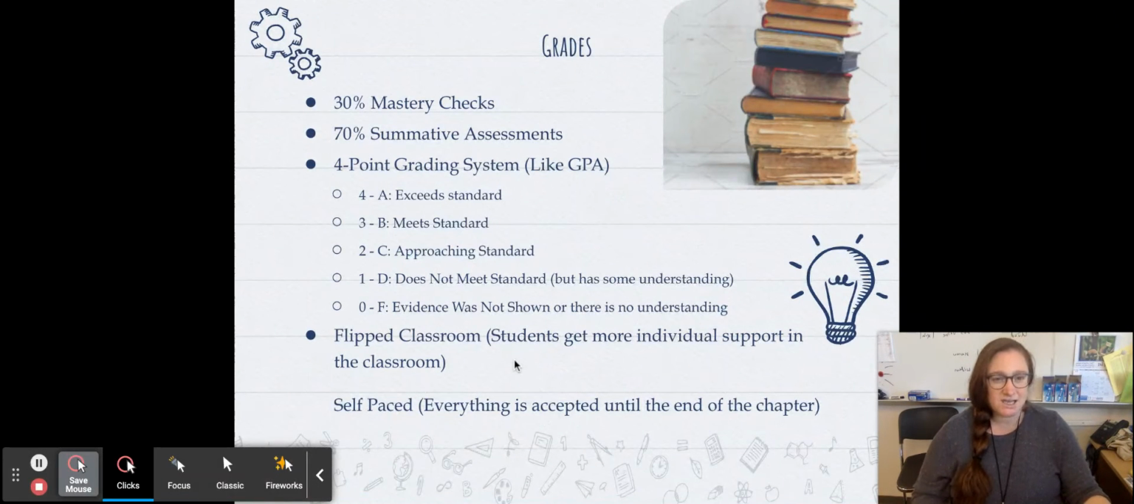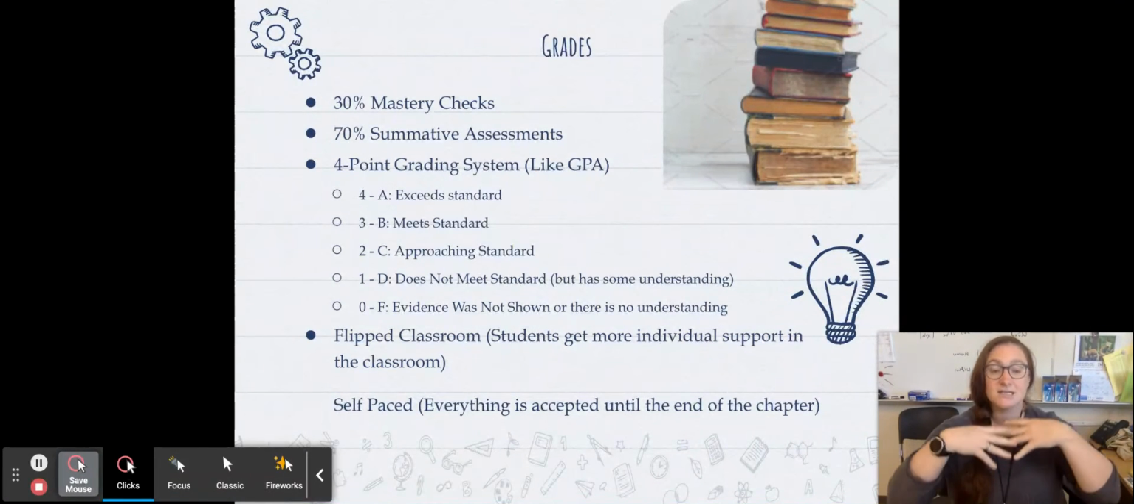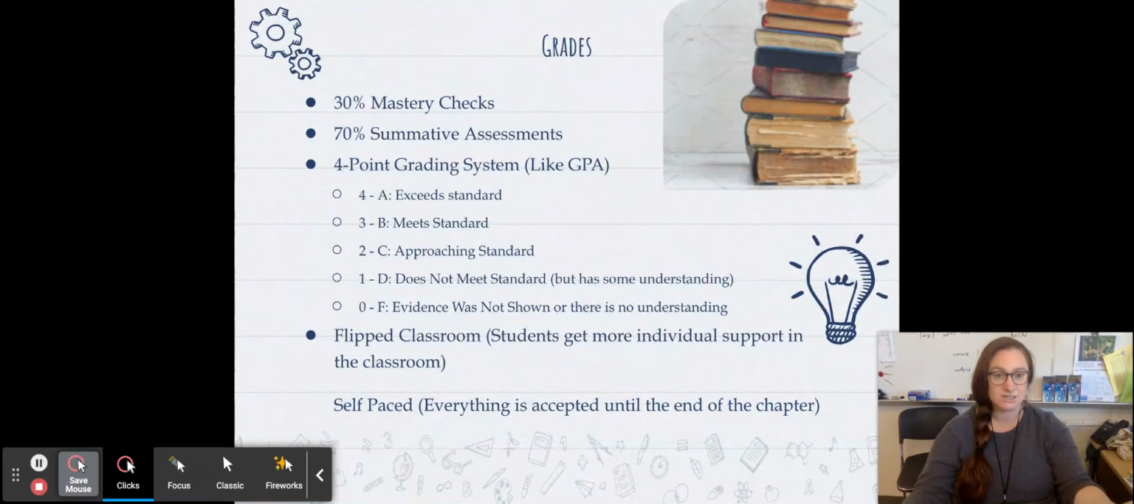So this dives into kind of how the classroom runs. So the classroom is a flipped classroom. Flipped classroom means that instead of the teacher doing something very traditional where they stand in front of the class, give a lecture, then students get homework at the end of the day, we're kind of flipping that, where I have recorded all of my lectures.